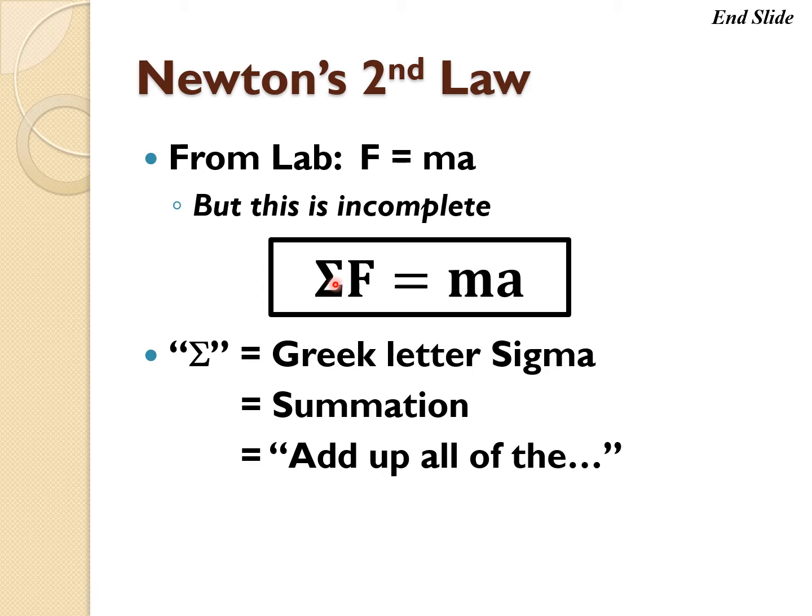Now it's a function just like delta is a function, which means you have to have a variable after it in order for it to be there. You can't just have sigma by itself. It's got to be sigma of something, which means you add up all of the whatever it is. So the net force, the total force, is going to be equal to mass times acceleration.